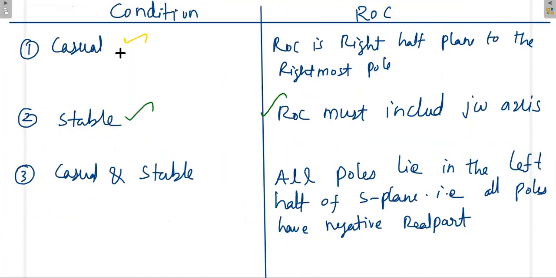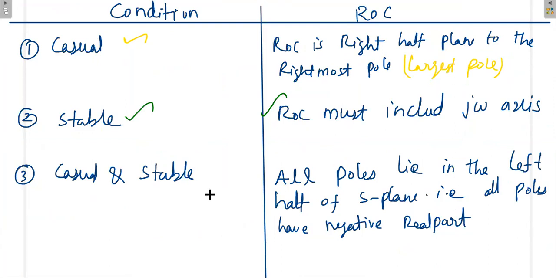If the system has to be stable, the ROC is to the right of the rightmost pole, that means the largest pole. Rightmost pole means largest pole. Then what is stable? The ROC must include the j omega axis.